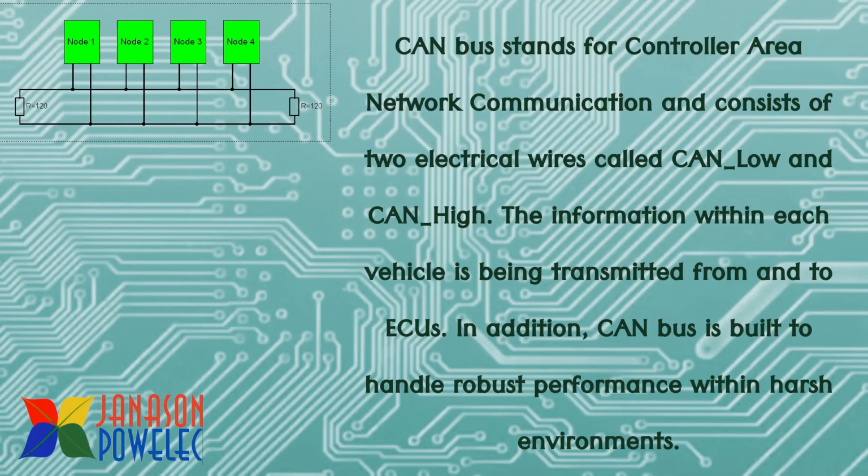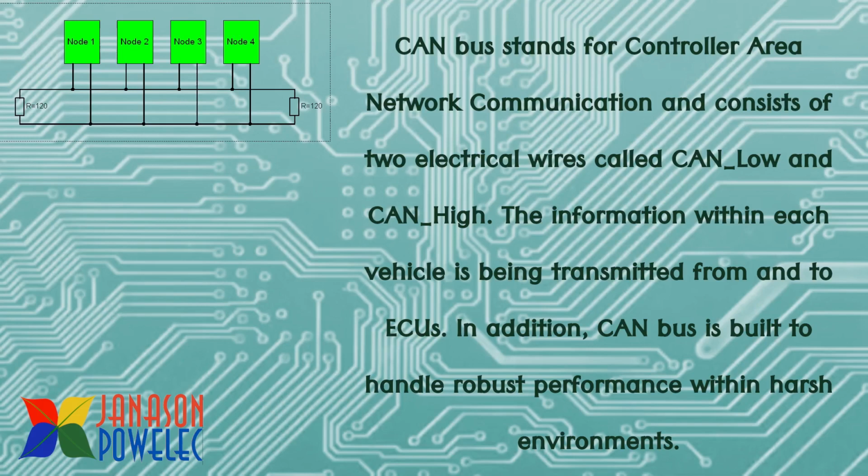So let us go through what are the attributes of CAN bus. CAN bus stands for Controller Area Network Communication and consists of two electrical wires called CAN low and CAN high. The information within each vehicle is being transmitted from and to ECUs. ECUs means electronic control units. In addition, CAN bus is built to handle robust performance within harsh environment. So mostly this CAN bus is used in automobiles.